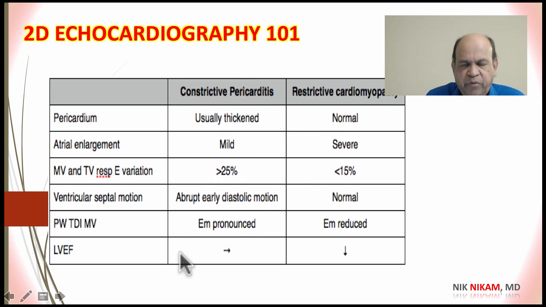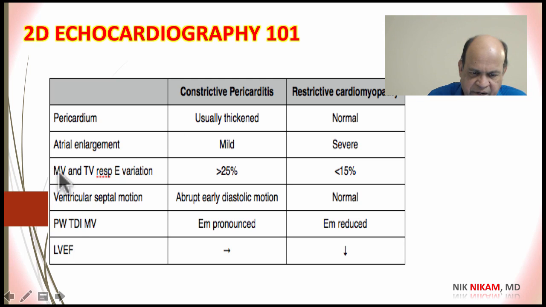A couple of points that we need to keep in mind with reference to restrictive cardiomyopathy, which is resulting from conditions like amyloidosis or other infiltrative types of diseases or hemochromatosis, and compare that to constrictive pericarditis, because they look and function similarly in some respects. Whereas in constrictive pericarditis, the pericardium is usually thickened, the pericardium is normal in thickness in cardiomyopathy. Left atrial enlargement is mild in constrictive pericarditis, and severe in restrictive cardiomyopathy.